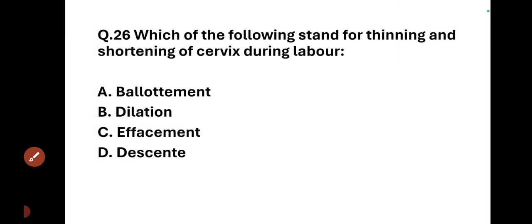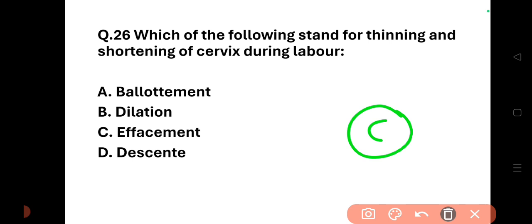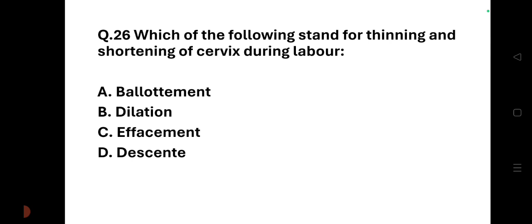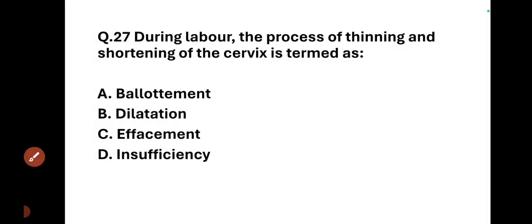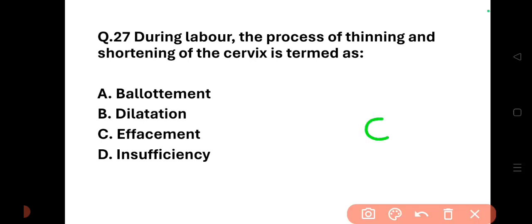Question number 26. Which of the following stands for thinning and shortening of cervix during labor? Right answer is option C, effacement. Question number 27. During labor, the process of thinning and shortening of the cervix is termed as? Right answer is option C, effacement.